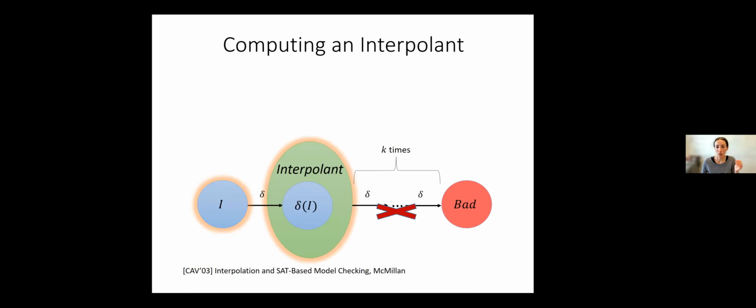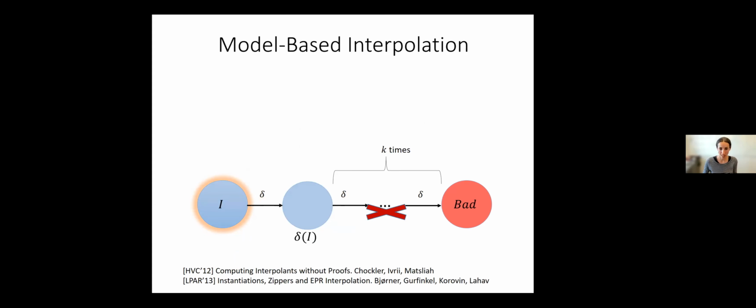In the original work by McMillan, the interpolant was computed based on the unsatisfiability proof generated by the solver for this bounded model checking query. But in our work, we looked at a variant of this algorithm that was proposed later, where the computation of the interpolant is closer to the kind of generalization that is done in PDR. So let me now explain this, and I'll use the example to explain it.